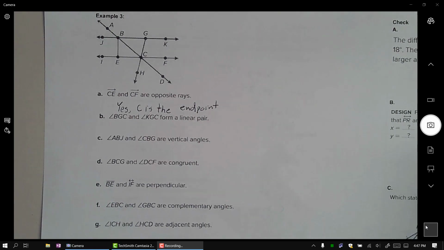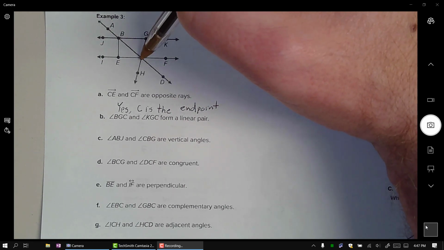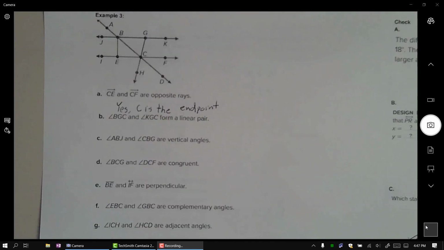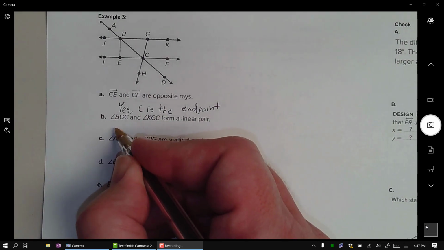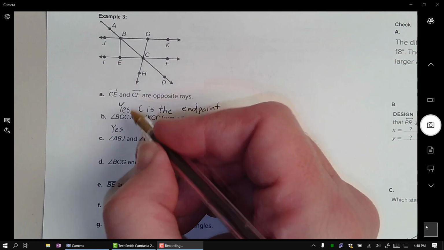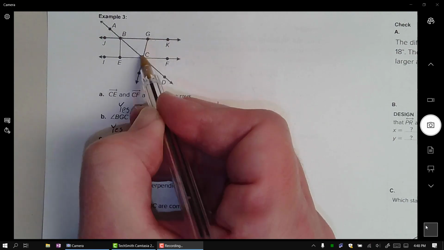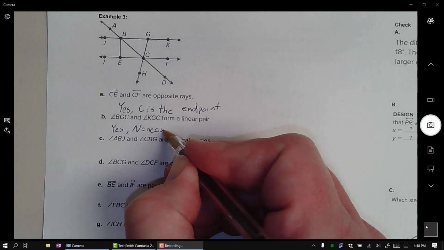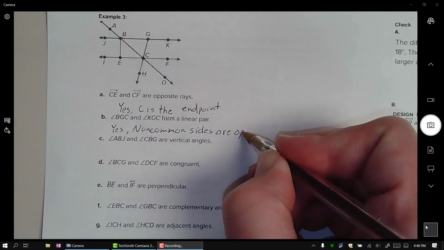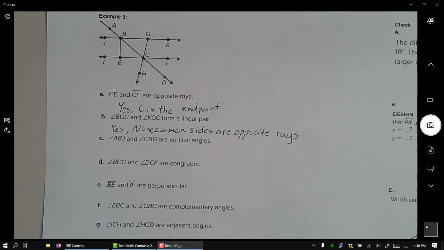Next up, let's see if BGC, that's this angle right here, and KGC form a linear pair. Yes. BGC, KGC, so we get a linear pair right here. Our non-common sides, which is GB and GK, because GC is our common side, both of them share that, are opposite rays. As we learned in a previous lesson, opposite rays give you linear pairs.